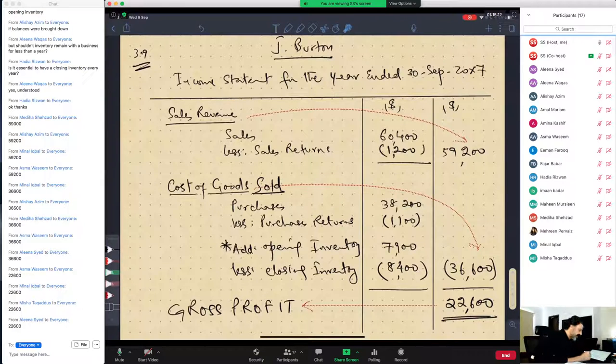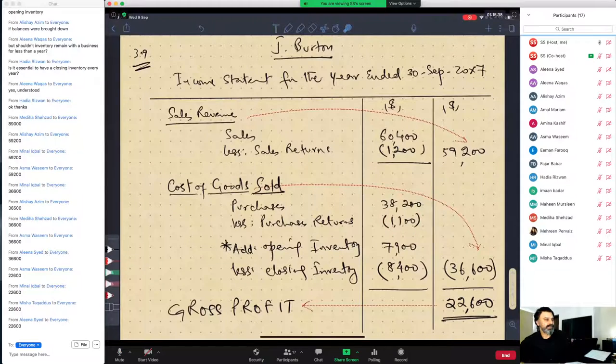We also subtract purchases returns over here, and we can apply the same logic here. Purchases returns means goods that we initially bought, but these goods could never be sold because we returned them back to our suppliers because of some fault or some problem. And that is why the same logic applies here. Since $1,100 worth of goods were returned back to your suppliers, obviously these were not sold, and that is why we subtract it here.